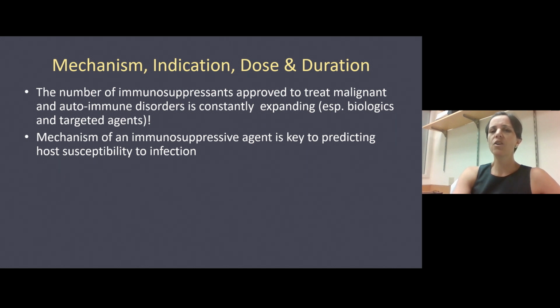There are a huge number of immunosuppressants approved to treat malignant and autoimmune disorders, and it's constantly expanding. As you know, it's hard to keep up with the MABs, which are drugs that are monoclonal antibodies, or the IBs, which are small targeted molecules. There's a lot now. You can't look at any medical publication without seeing ads for these. So knowing the mechanism of the immunosuppressive agent is really going to be the key to predicting the host susceptibility. The most elegant example of this I can think of is a drug called eculizumab, which is a C5 complement inhibitor.